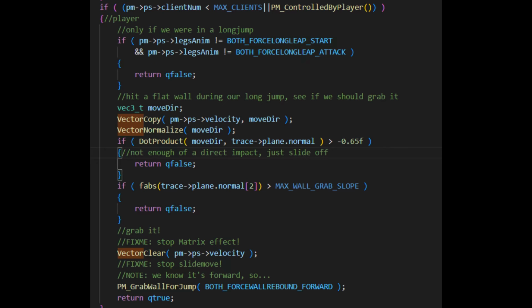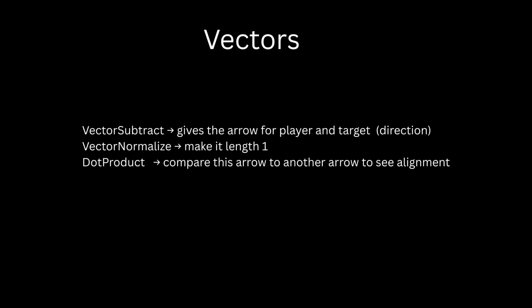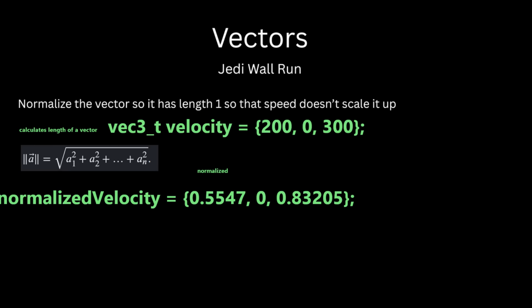Now for one of the coolest things a Jedi can do, wall running. This is where vectors come in. A vector is just a direction and speed combined into one value. When calculating wall running, we copy the player's velocity vector first. We don't want to modify the original, we just need it for a temporary calculation.